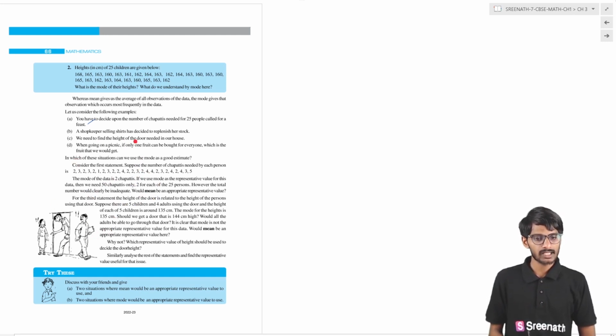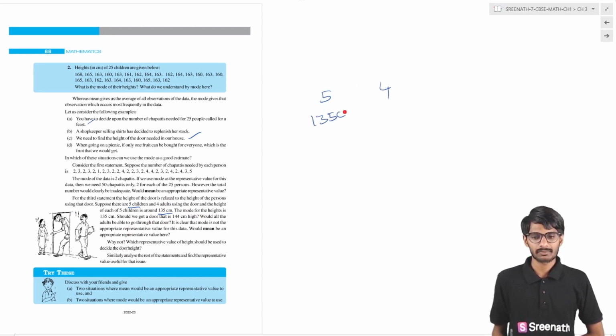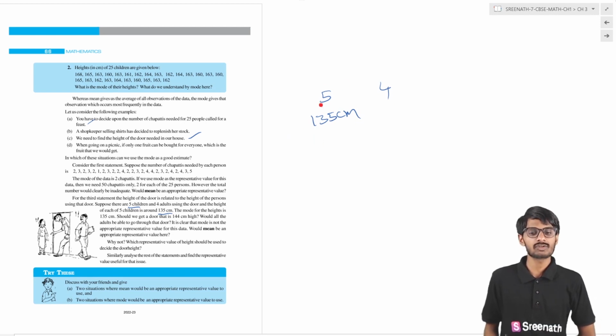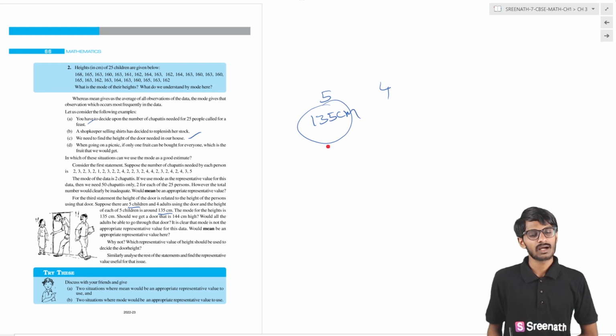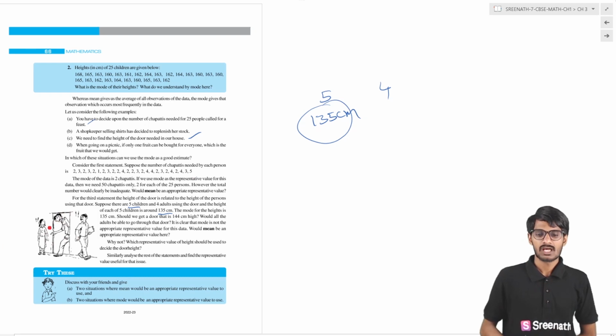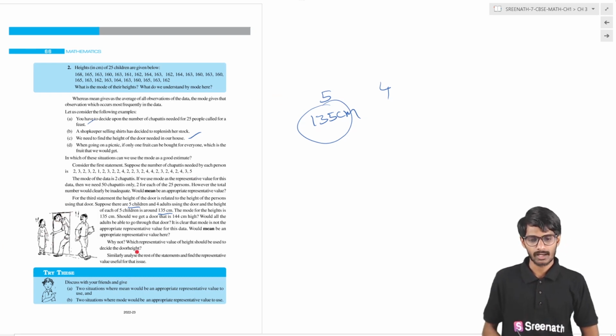One more thing. We need to find out the height of a door in our house. For that, how to find it? Suppose we have 5 children and 4 adults using the door, and the height of each of the 5 children is around 135 centimeters. Then what is the mode? If you find the mode, it will give 135, as it repeats 5 times. Then the door height will be 135 centimeters. But whenever an adult is entering, it will be very tough. So in this situation also, the mode is not helpful to us.